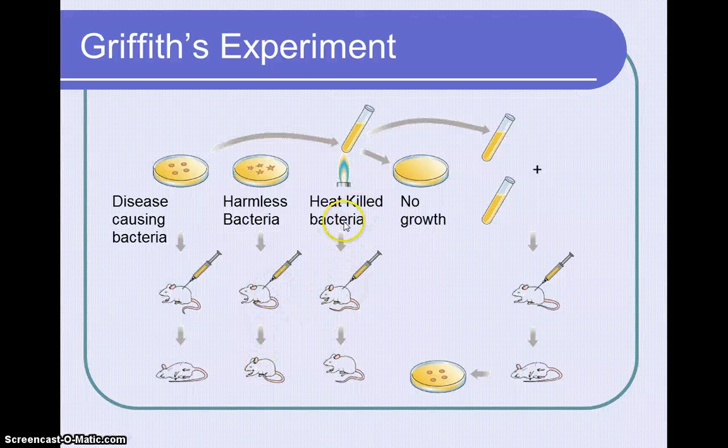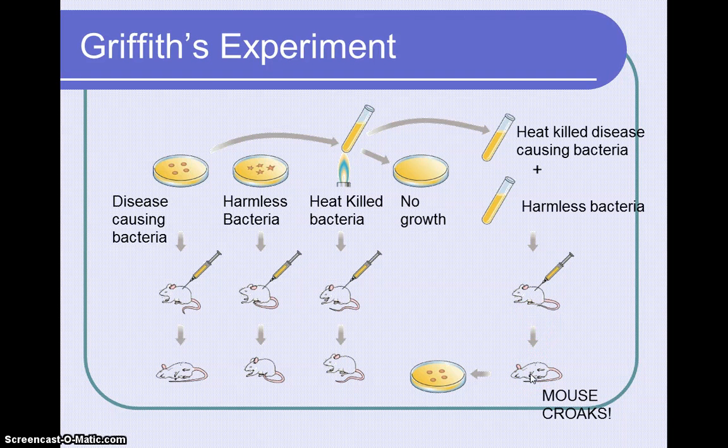Then he heat killed the disease-causing bacteria and put that into the mouse, and the mouse stayed alive. After that, he plated that as well, and there was no growth, so he knew that the bacteria was dead. He then added the heat-killed bacteria to the harmless bacteria, injected that into the mouse, and it killed the mouse as well. He then plated the bacteria from that, and there was growth again. So then he concluded that transformation was there.